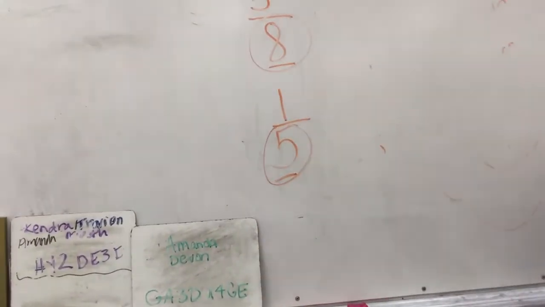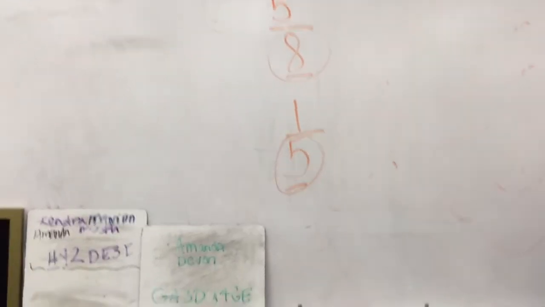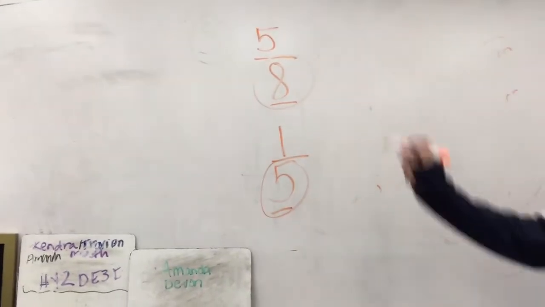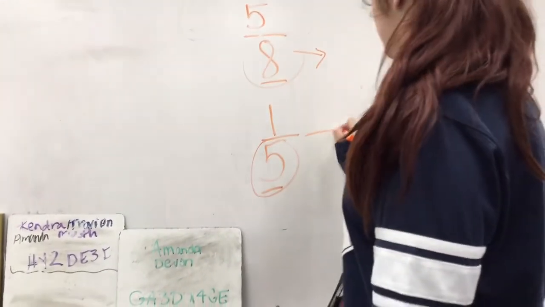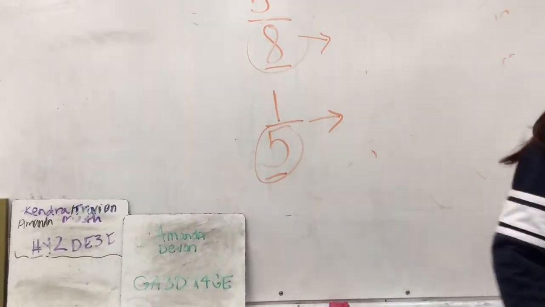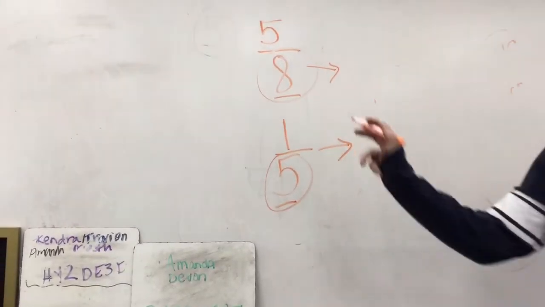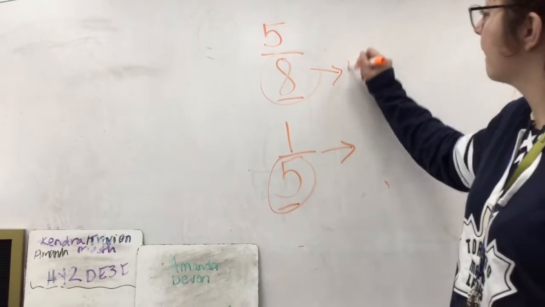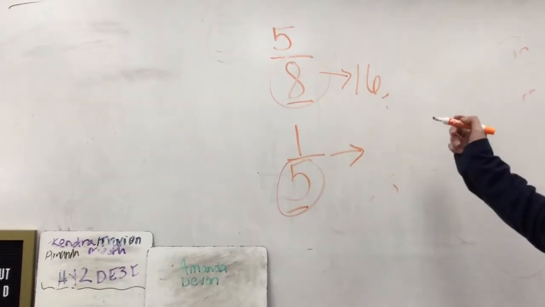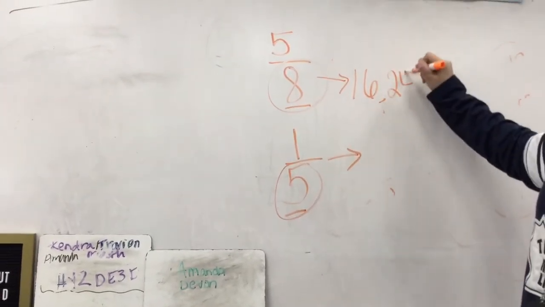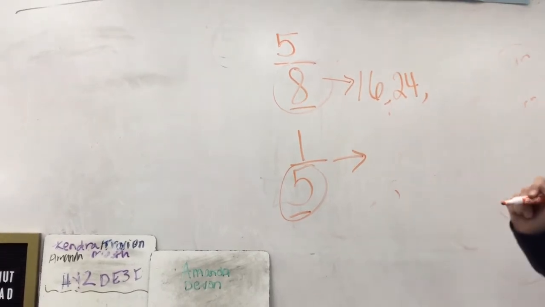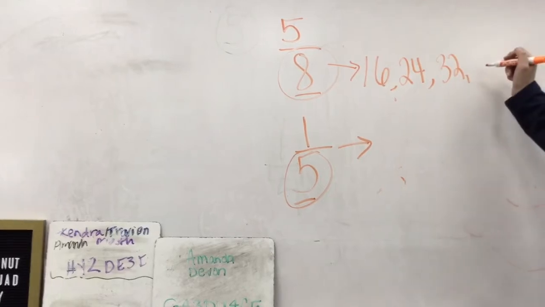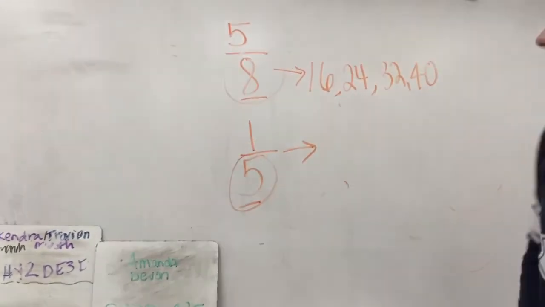Now, on your extra sheet of notebook paper, because you're not going to try and cram all this work into your worksheet, you're going to list the multiples of your denominators. Your multiples are simply, well, what is 8 times 1? 8 times 2? 16. 8 times 3? 24. 8 times 4? 32. 8 times 5? 40.